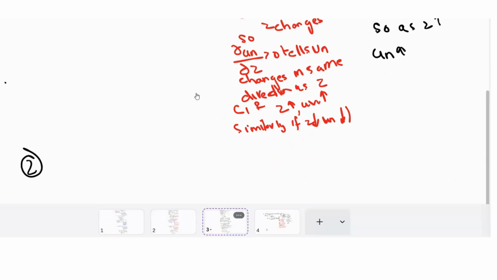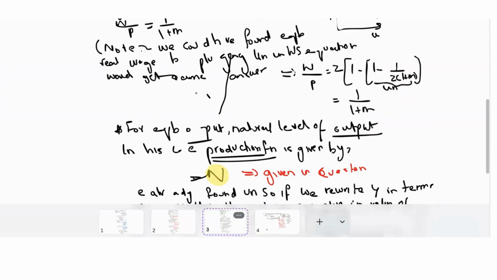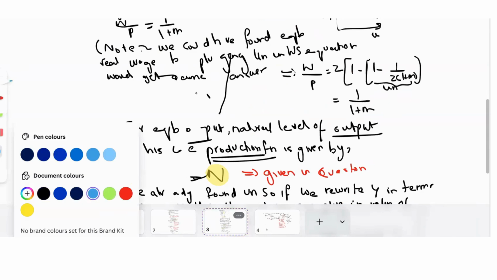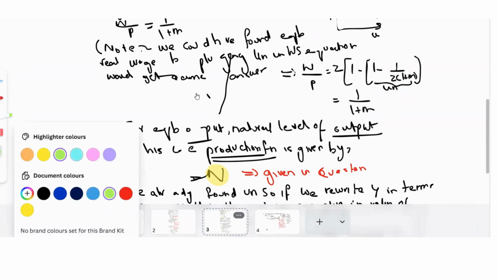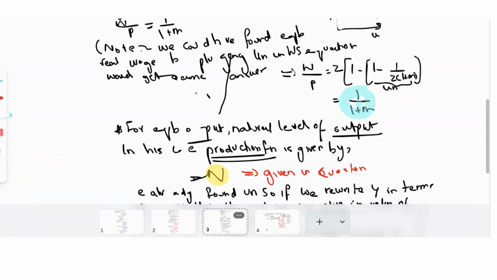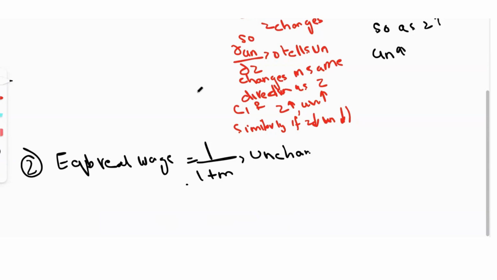So now let's go back and let's see what happens to the equilibrium real wage. For this, let's see the value that we derived. For the equilibrium real wage, the value we found was this, which we said was given by the horizontal PS curve. So this was the value for the equilibrium real wage, 1 by 1 plus m. Right, so if we go back, the equilibrium real wage is 1 by 1 plus m. So this is unchanged as z increases.